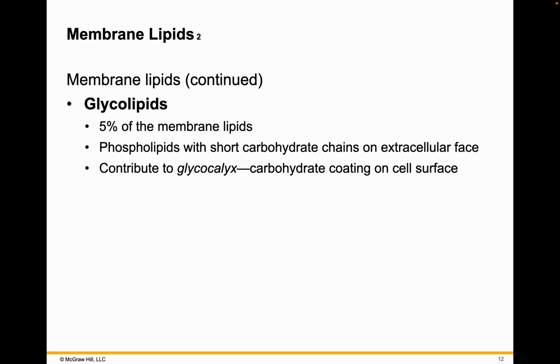Glycolipids make up about 5%. A glycolipid is a lipid with a carbohydrate attached to it. They're phospholipids with short carbohydrate chains on the extracellular surface, and they will contribute to the glycocalyx, which is a carbohydrate coating on the surface of the cell.